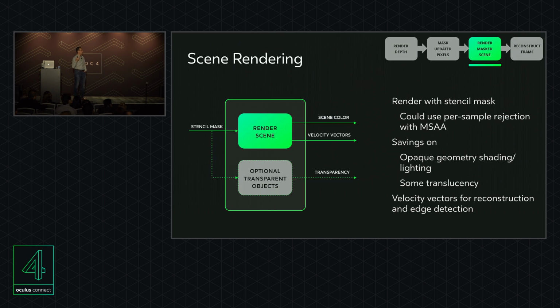Also, when we render a scene, we want to render high-quality velocity vectors. Those could be used for some of the post-processing steps. Or we could rely on velocity vectors that are separately rendered out specifically for reconstruction and for the edge detection.